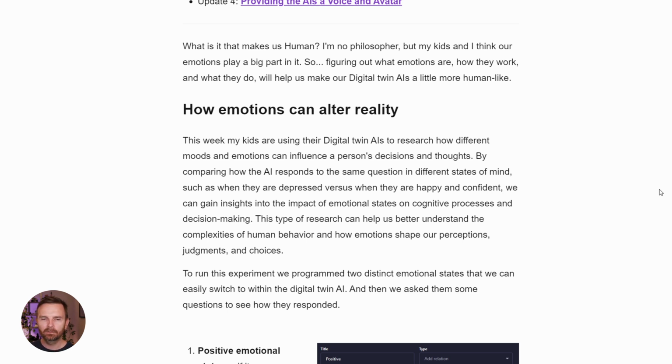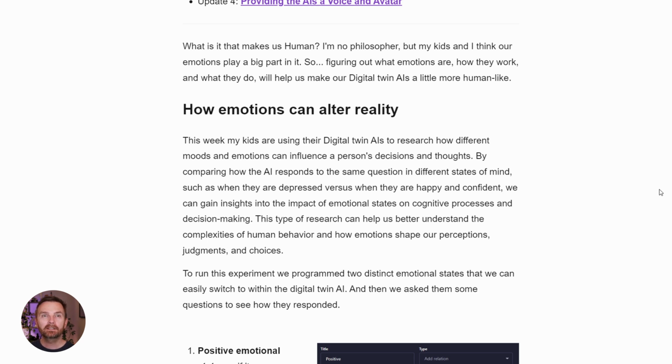And my kids and I thought, I guess one of the things that makes us human are our emotions. So this week, we wanted to figure out, okay, can we learn a bit more about emotions? So the first thing we wanted to figure out is what are emotions? Do they influence us? How do they influence us? What impact do emotions have on us?